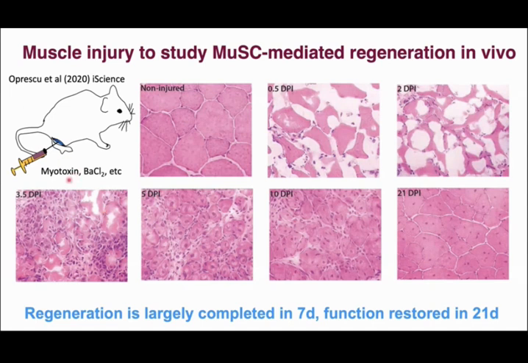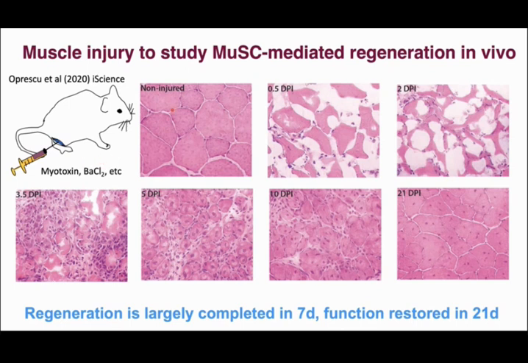Another way we study the muscle stem cell is in vivo, where we can inject a snake toxin like cardiotoxin into the muscle. Or you can even inject a compound like barium chloride. This compound causes depolarization of the muscle, which causes hypercontraction and muscle cell death. And the death of the muscle cells will trigger those stem cells to divide and repair, right? I mentioned that they are stem cells.